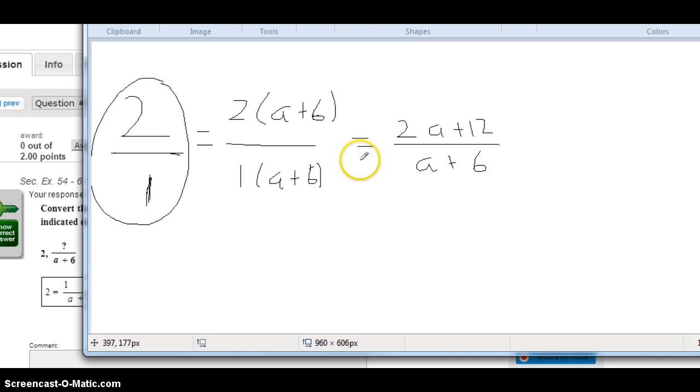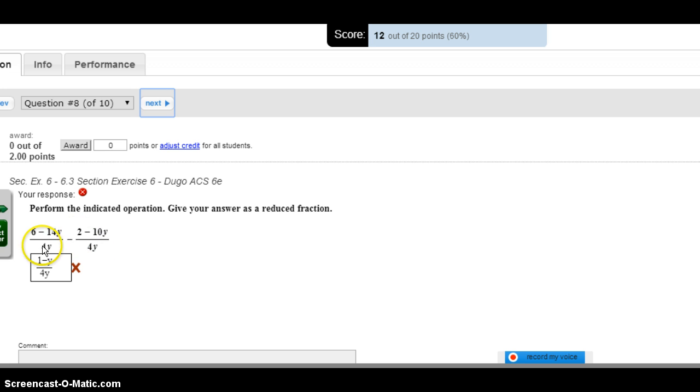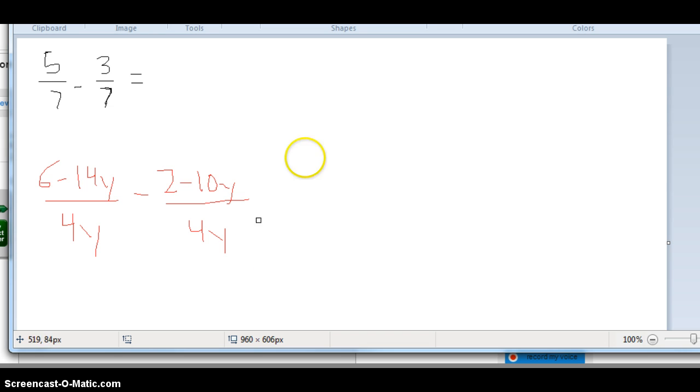So 2a plus 12. Here we need to subtract two rational expressions and then reduce our answer. Now when you're subtracting, it's just like subtracting fractions, where you have to have the bottom the same, which we do here. And when you have the same bottom, you just subtract the tops. So an example with fractions here, 5/7 minus 3/7, since the bottom's the same, you just subtract the tops. You do 5 minus 3, and the bottom stays put. And so 5/7 minus 3/7, you end up with just 2/7.